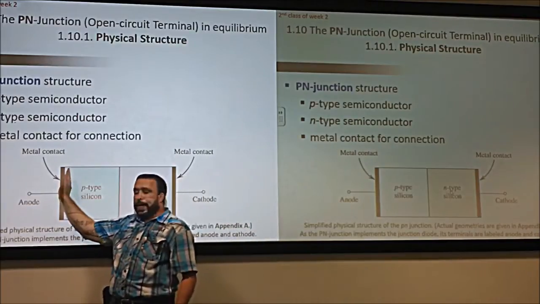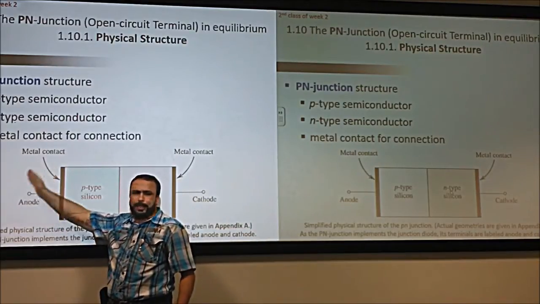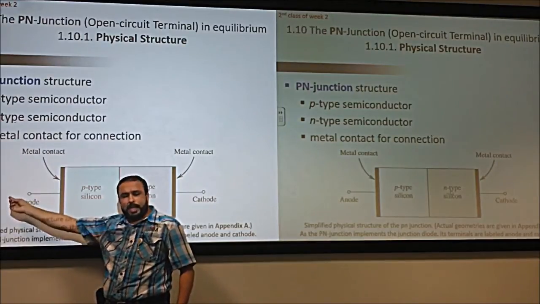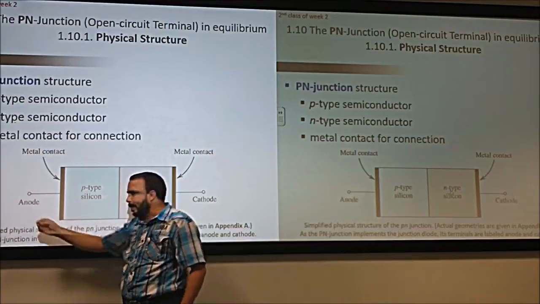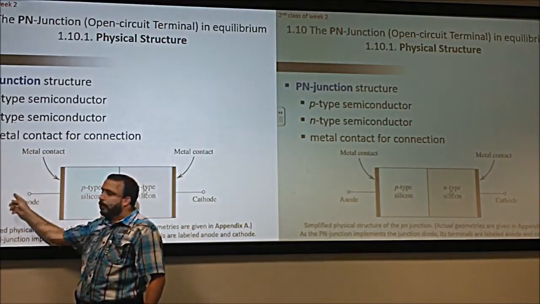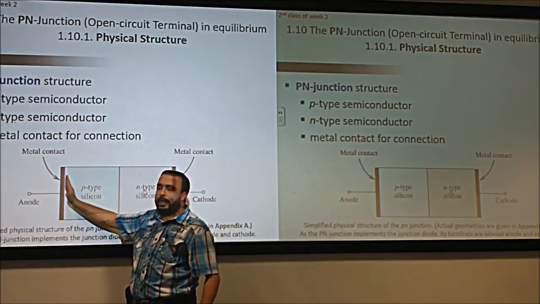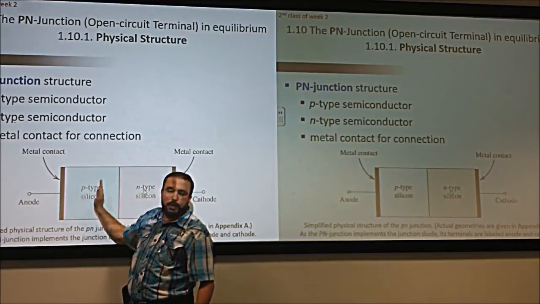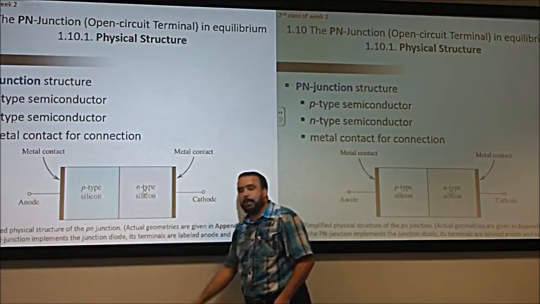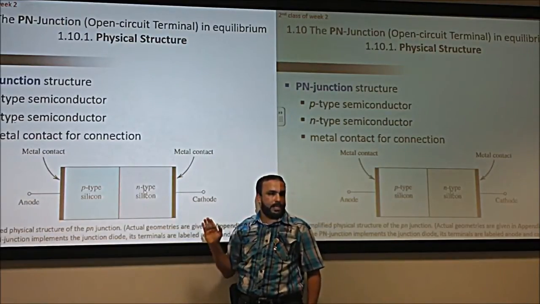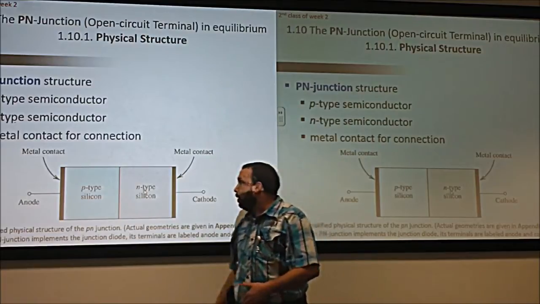Now, the side of the P-type, we call it the anode terminal. Because this side, we need to connect it somewhere, and that connector is called anode. We put here a metal contact, and we make sure that this metal contact is connecting to this semiconductor. We call it anode, and this side, we call it cathode. That's it. We know now our device.